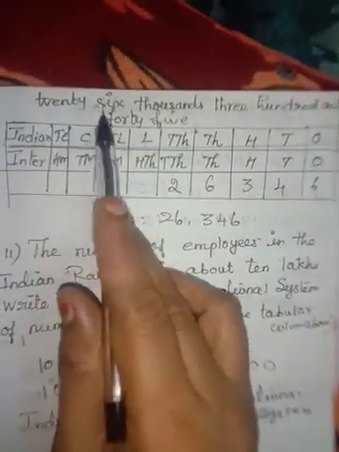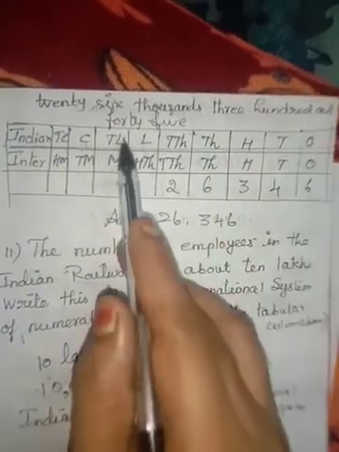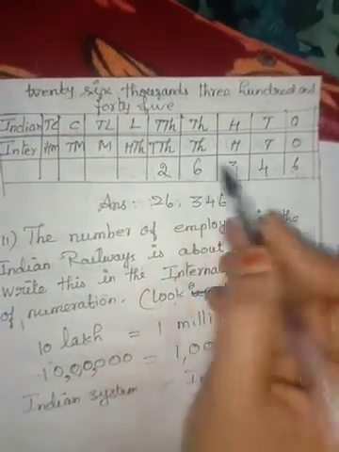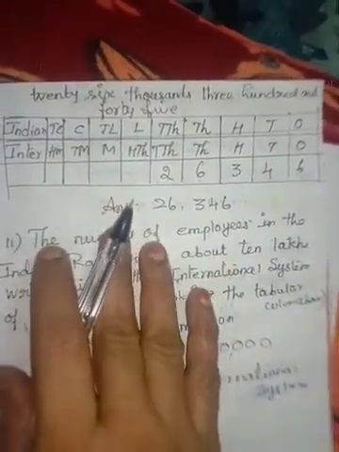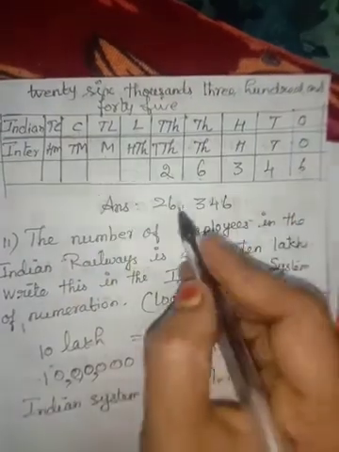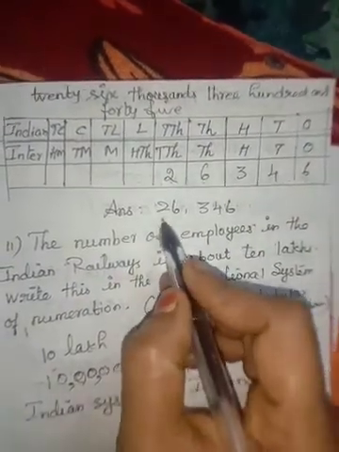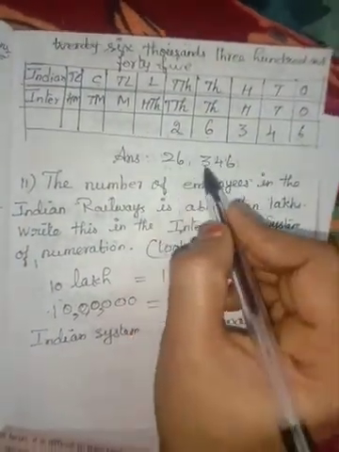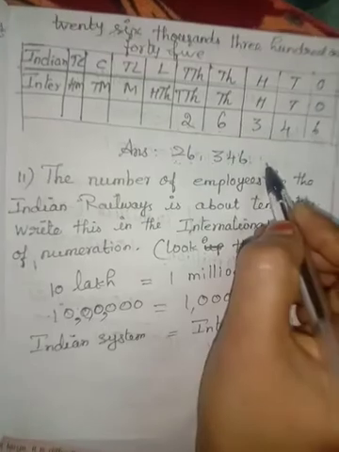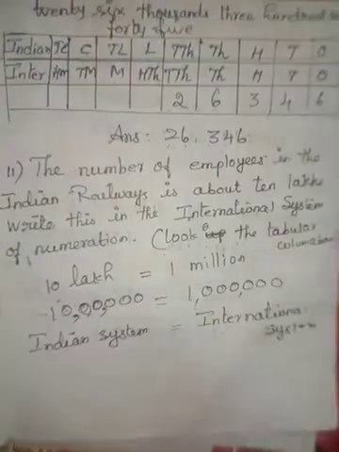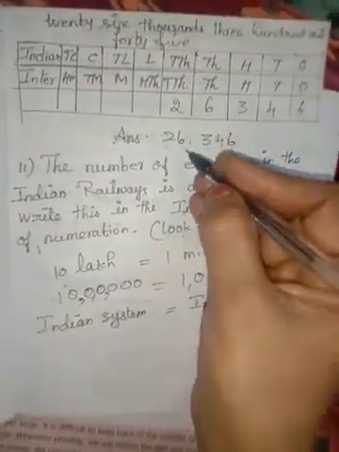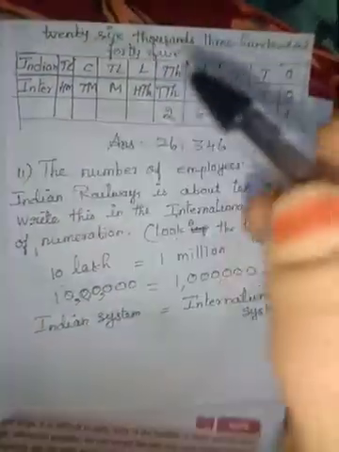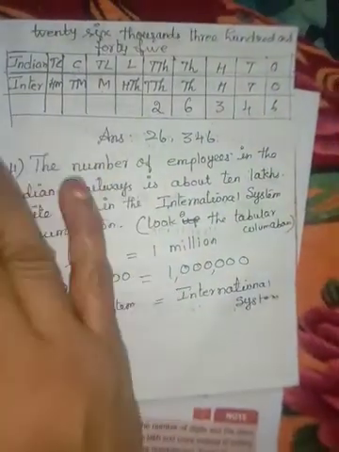Here we have 26,345, which is a 5 digit number. So we can say that the Indian system and international system both have the same number. The Indian system has 26,345, and the international system also has 26,345. Why? Because we have a 5 digit number. In a 5 digit number or less than 5 digits, the number names in the Indian system and international system do not change.